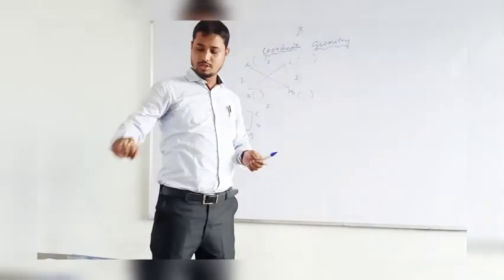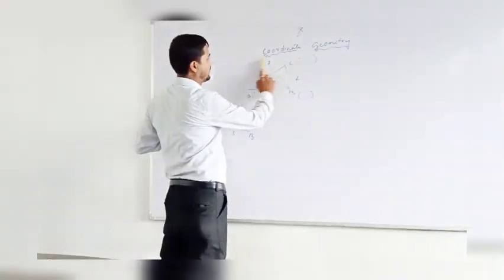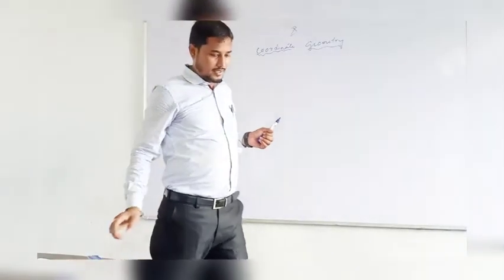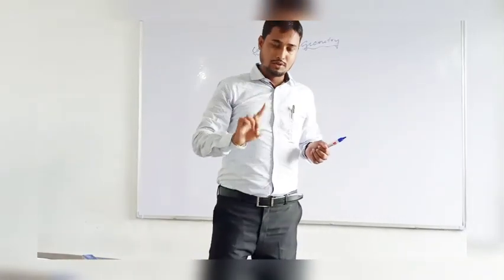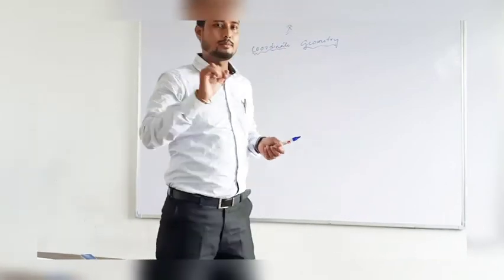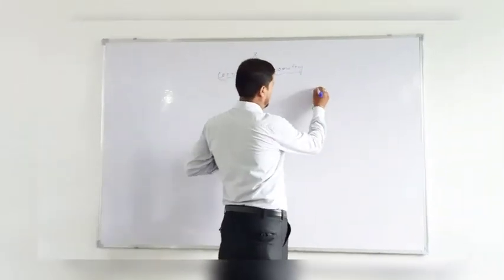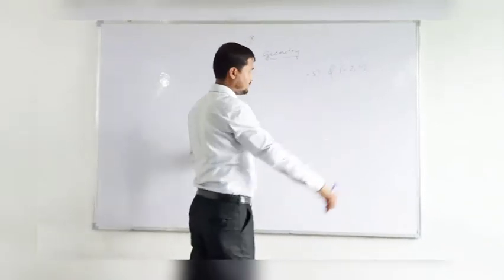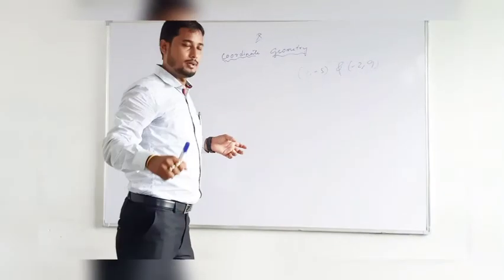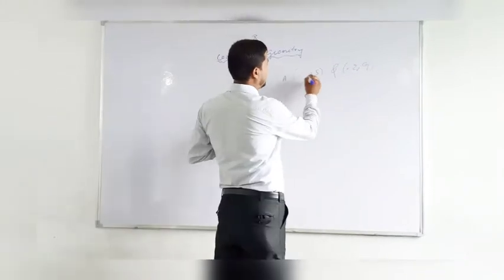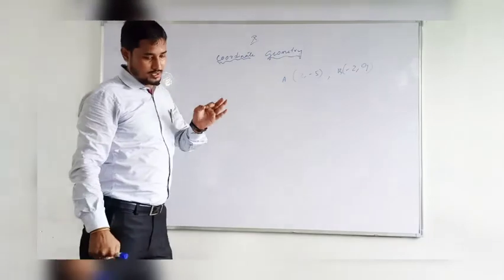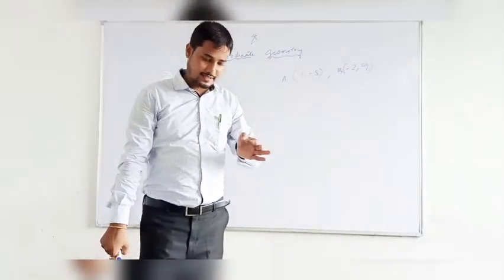Okay. Now question number 7. Find the point on the x axis that is equidistant from (2, -5) and (-2, 9). Suppose this is A and this is B. But the question says, find the point on the x axis.